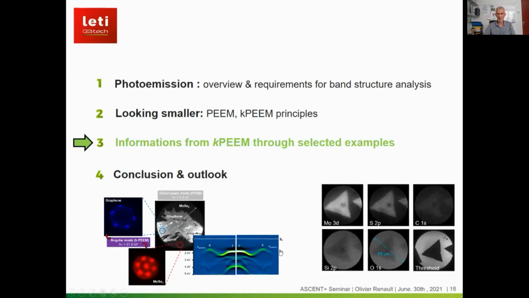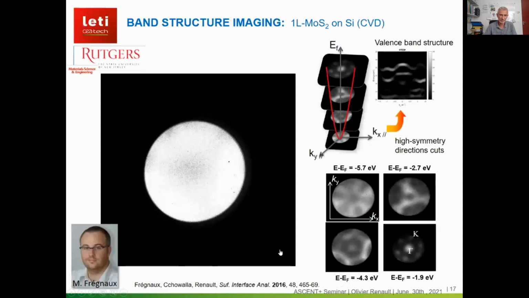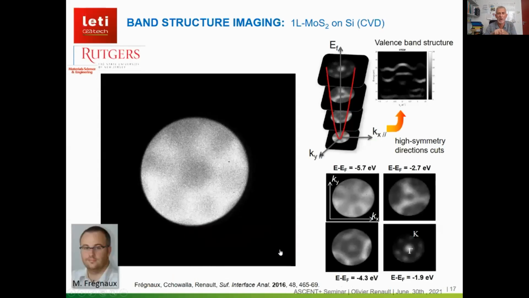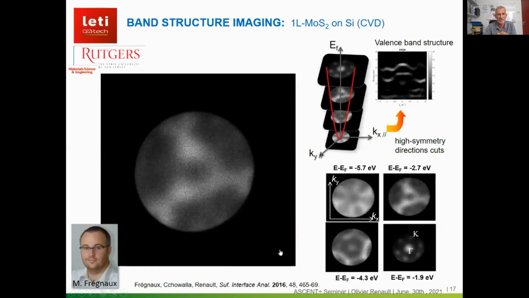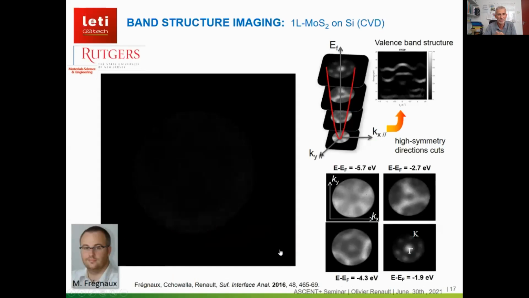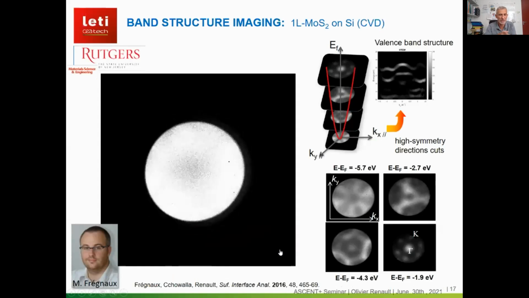Information from KPEEM through selected examples. So we start with molybdenum disulfide grown by CVD on silicon surfaces. This is a collaboration we had with Rutgers University some years ago. Actually Mathieu Fregnault, the postdoc in charge of this topic, was working on this kind of sample. So this is a movie where you have the band structure of single layer molybdenum disulfide appearing.